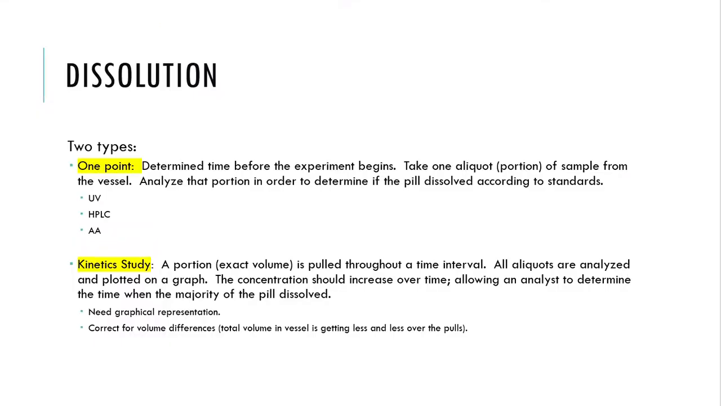All right. And that's what you're going to see on this screen here. This is a one point versus a kinetic study. So one point is done only at one time and you're measuring simply, did it break up enough to pass? And the kinetic study is multiple aliquots over a course of time to really monitor and measure how it is breaking up and the speed at which it's breaking up.